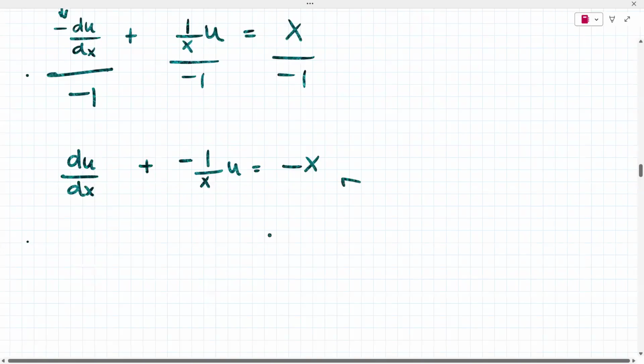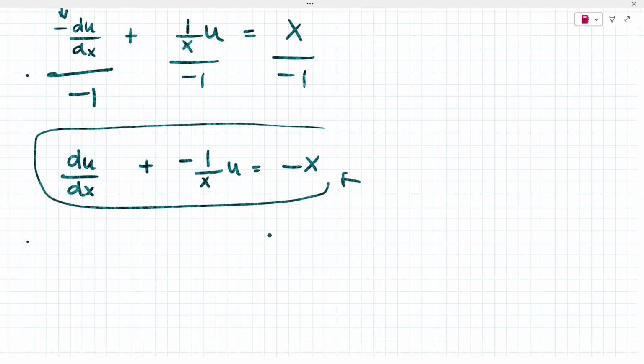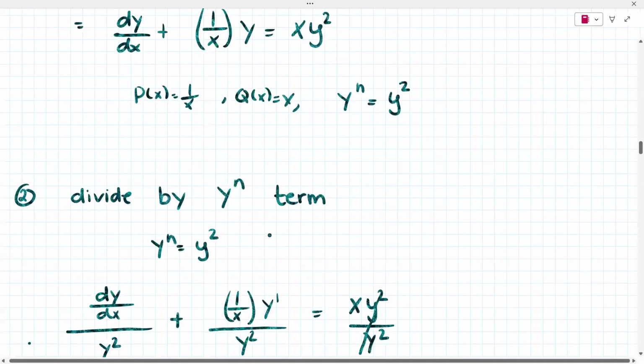So right here, this whole thing is in the form of a linear first order differential equation. So now we've got to find our mu, right?